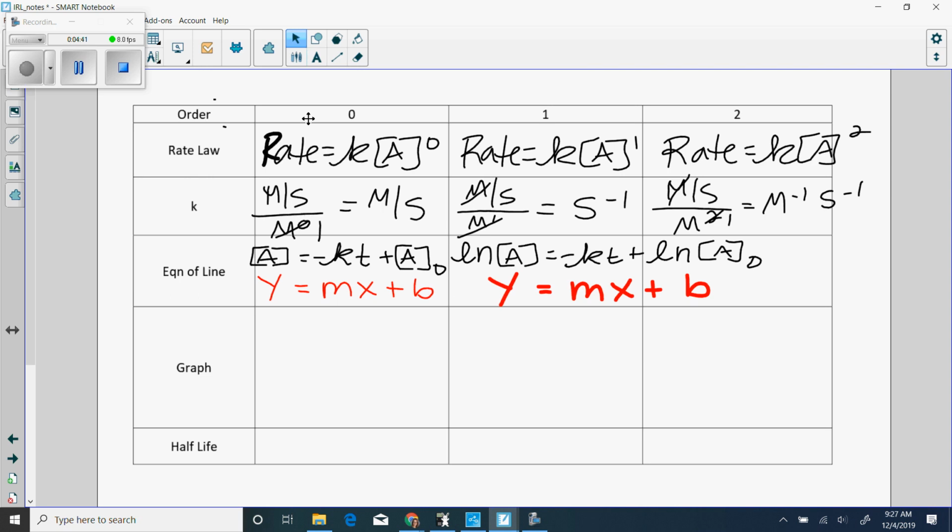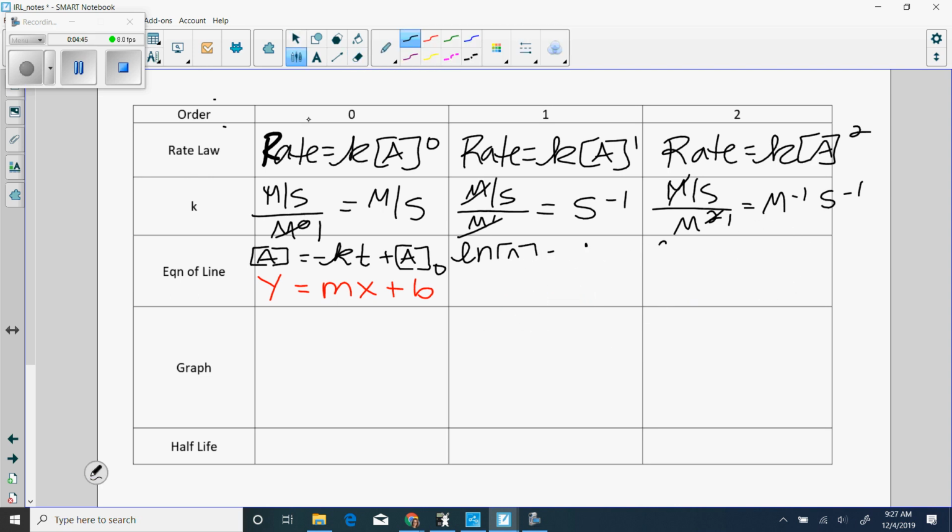If monkey is 2 and it's second order, my Y is actually 1 over concentration equals positive KT. It's not negative anymore. Plus 1 over my initial. Y is 1 over A equals MX plus B.